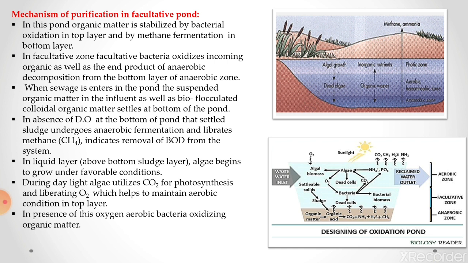In absence of DO at the bottom of the pond, that settled sludge undergoes anaerobic fermentation and liberates methane, which indicates the removal of BOD from the system. In the liquid layer above the bottom sludge layer, the algae begin to grow under favorable conditions. During daylight, algae utilize CO2 for photosynthesis and liberate oxygen, which helps to maintain aerobic condition in the top layer. In presence of this oxygen, aerobic bacteria oxidize the organic matter. So, this is the mechanism of purification in facultative ponds.